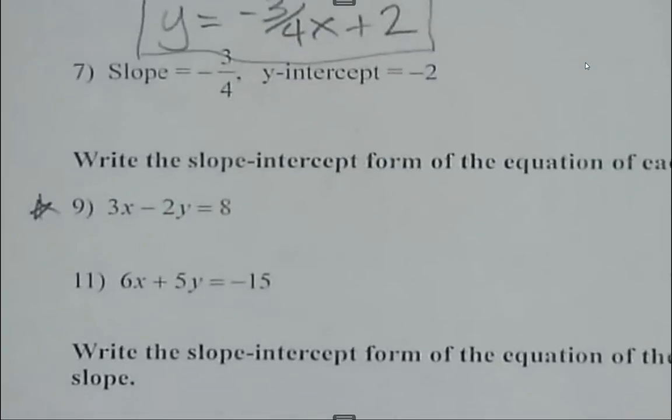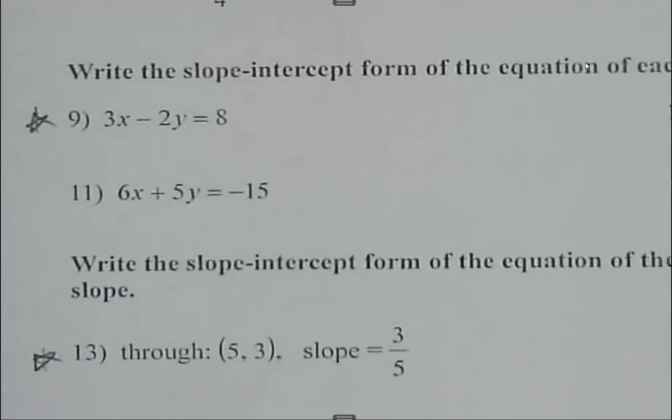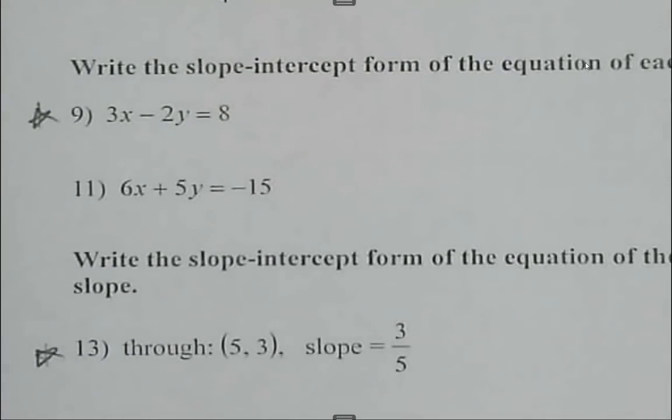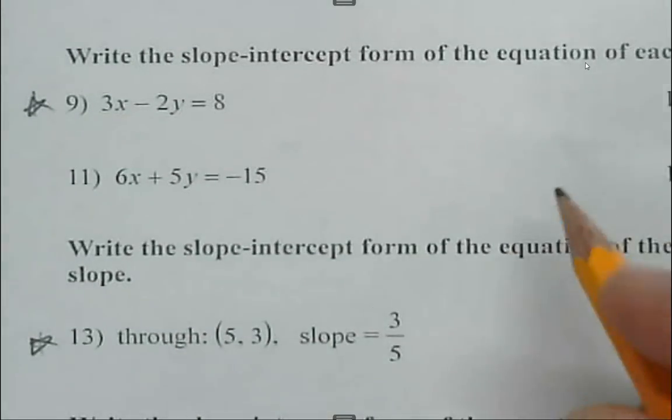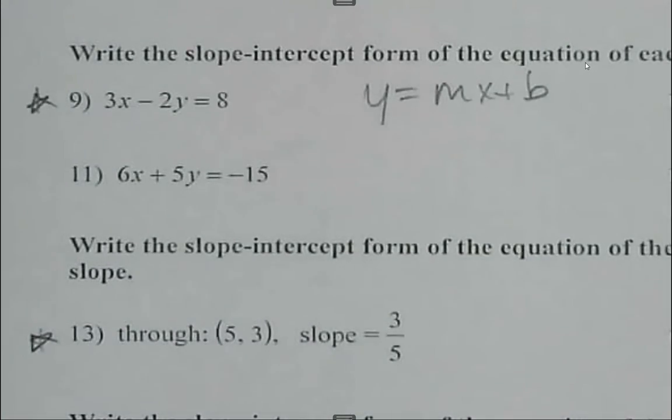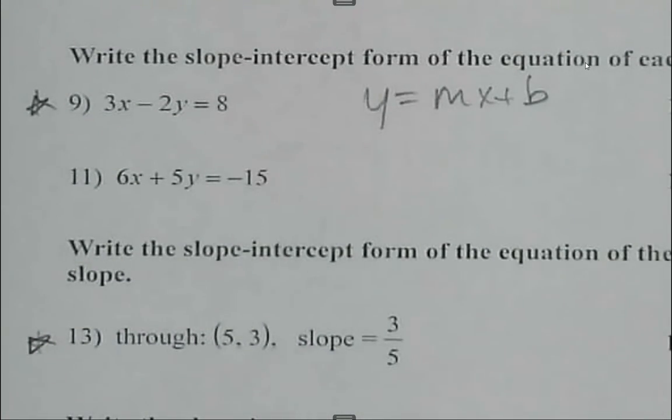All right, so let's go to number 9. Same instructions, write the slope-intercept form of the equation of each line. Here's the issue. Is this thing in slope-intercept form? Well, no, it's not even really close. As a matter of fact, let's just write it down real quick. Y equals mx plus b is what I need. That is definitely not what I have.